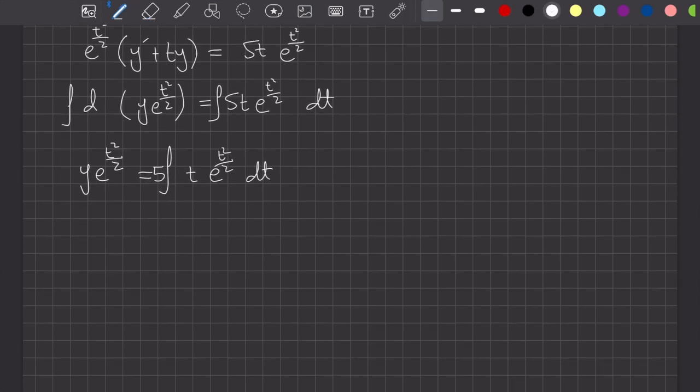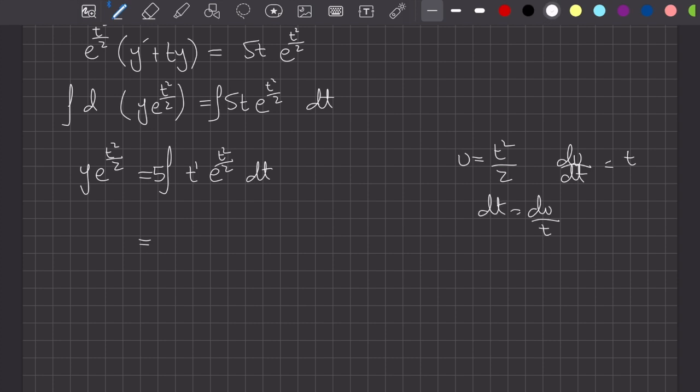Integration here is simple if you know how to proceed. We have a difference of powers of 1 between the two t's. Therefore, u substitution is a good option to start with. Take u as t squared over 2. du over dt gives 2t over 2, or just t, and dt is du over t.